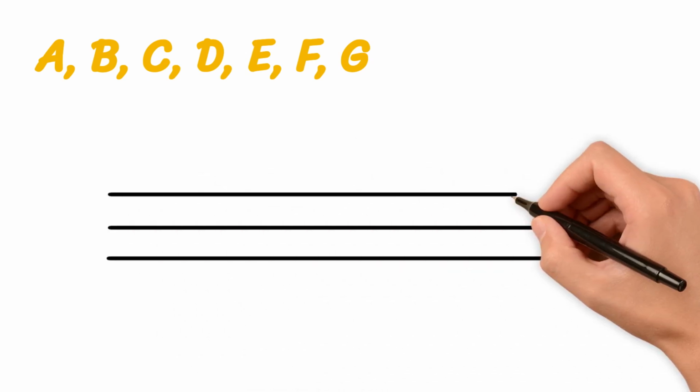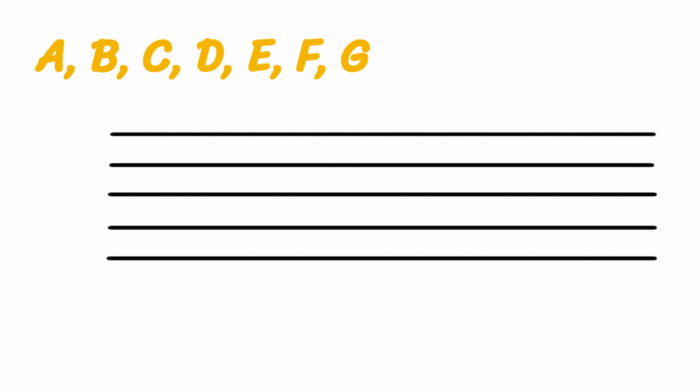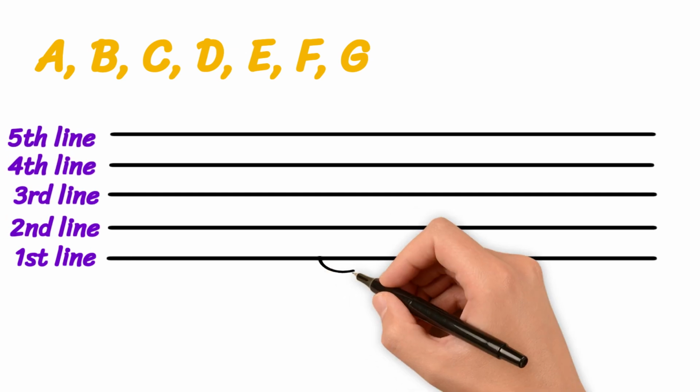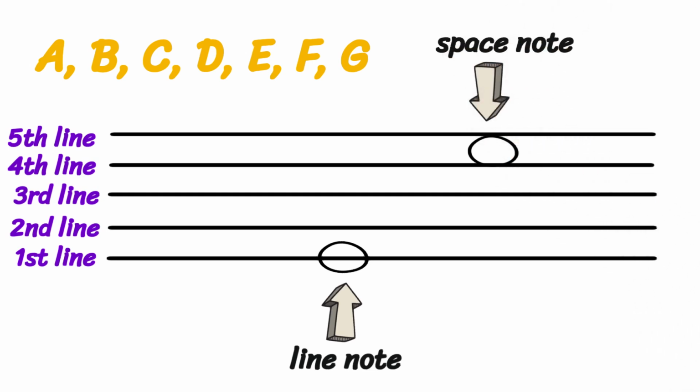Each letter is represented by a musical note, and notes are placed on a staff, which is made up of 5 straight lines. The lines are numbered from the bottom to top. A note placed on a line is called a line note. When a note is placed between the lines, we call it a space note. Similarly, we can also number the spaces.